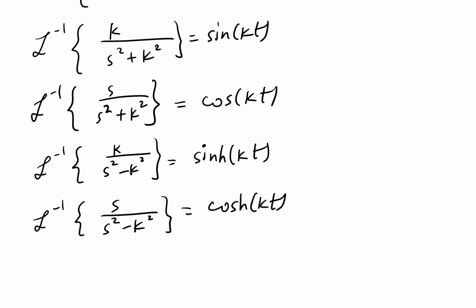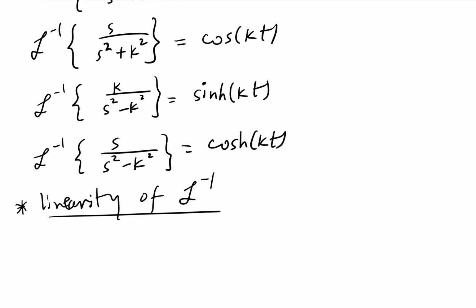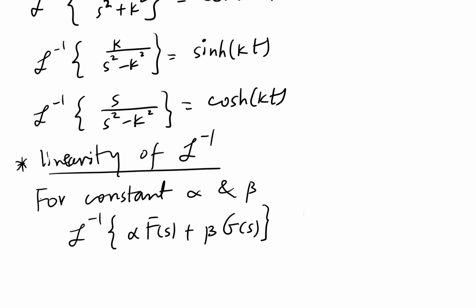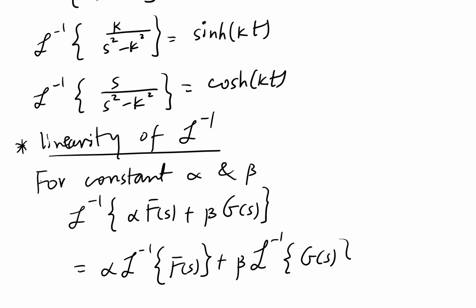And before we do further work, we need to look at linearity of the Laplace inverse transformation for constants alpha and beta. The Laplace inverse of alpha F of s plus beta G of s can be rewritten as alpha Laplace inverse of F of s plus beta Laplace inverse of G of s.